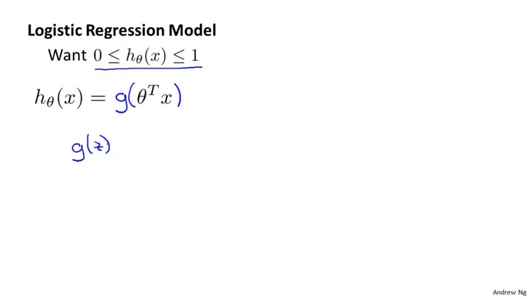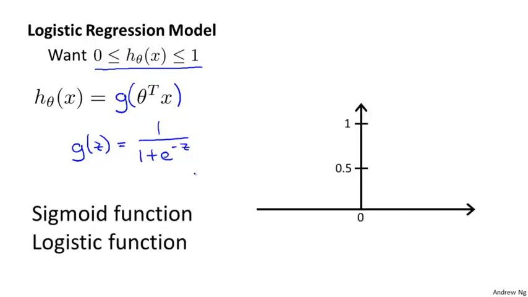G of z, if z is a real number, is equal to 1 over 1 plus e to the negative z. This is called the sigmoid function or the logistic function, and the term logistic function is what gives rise to the name logistic regression. And by the way, the terms sigmoid function and logistic function are basically synonyms and mean the same thing. So the two terms are basically interchangeable, and either term can be used to refer to this function g.